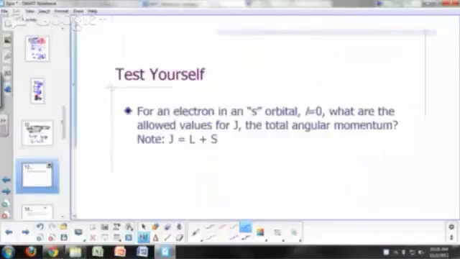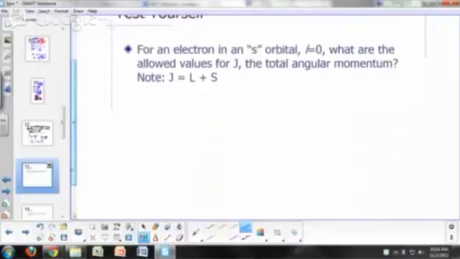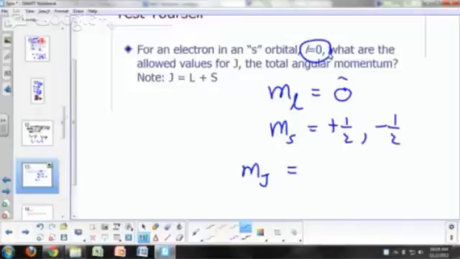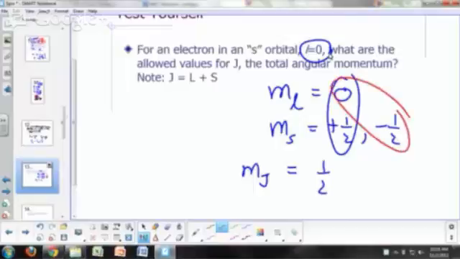All right. So let's take a look at the S orbital to make things simple. L equals 0. What's the only allowed value of m sub L here? 0. But what are the two possible values for m sub S? Plus 1/2 or negative 1/2. So what are the allowed values of m sub J? 0 plus 1/2 is 1/2. And 0 plus negative 1/2 would be negative 1/2.